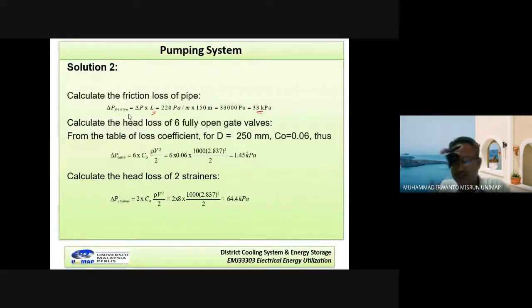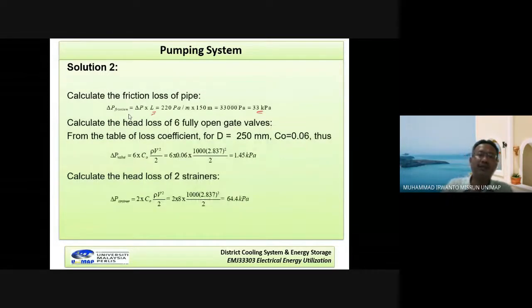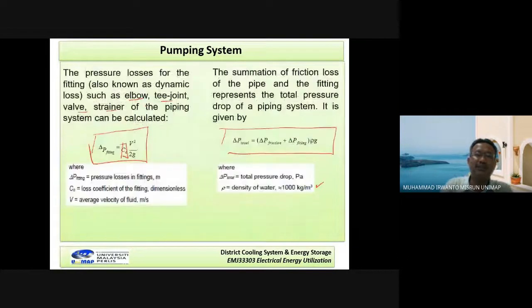After that, we want to find the fitting. We have a lot of parts of the fitting. The first is for the valves, the second strainer, and then after that elbow. The first we want to find the valve. How many valves do we need? Following this one we have 6. So for the formula, this one should be multiplied by 6.